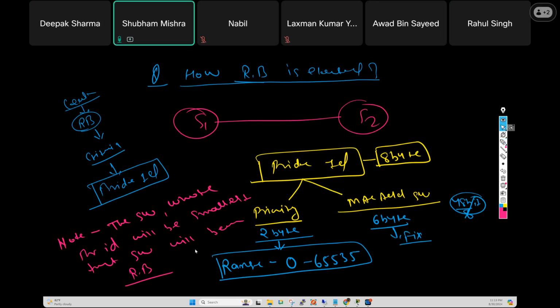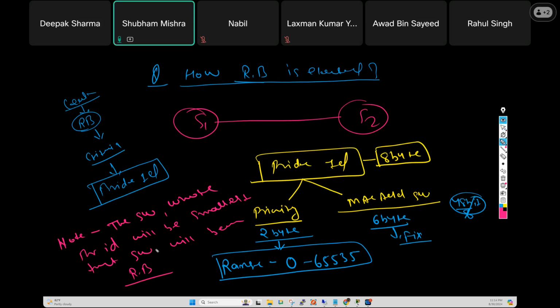Okay, the switch whose Bridge ID is smallest, that switch will become the root bridge. That switch will become the root bridge. Okay, thanks. Understand, everyone? Clear?